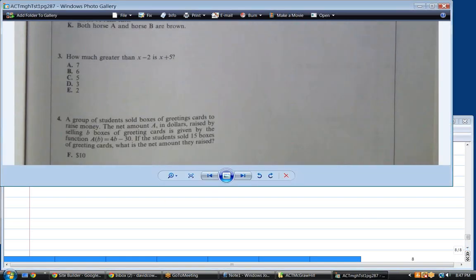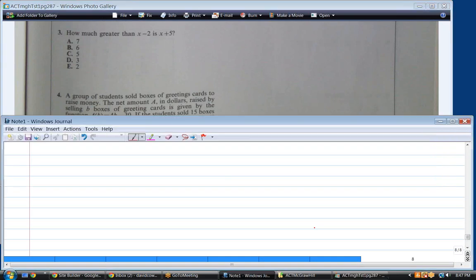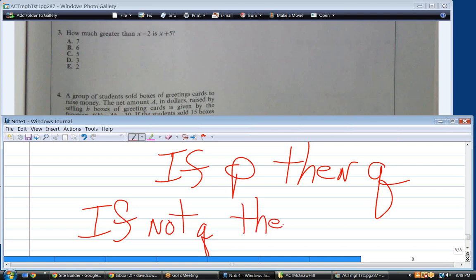That doesn't even seem like math. Well, it's geometry. If you remember your geometry, if P then Q does not mean if Q then P. In other words, it's logic, and they don't do a whole lot of logic on this. But if I say if P then Q, the only thing I know for sure is if not Q, then not P.